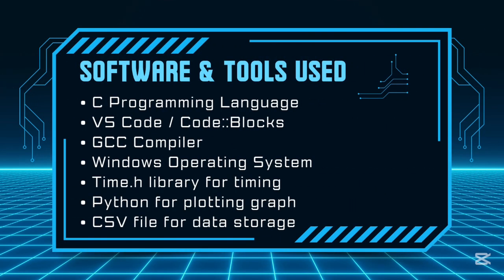Now, this slide details the software and tools specific to the B1 simulation. The software and tools used for Part B were consistent with Part A, like the C programming language for the simulation, VS Code for development, and Python for plotting the connectivity data.